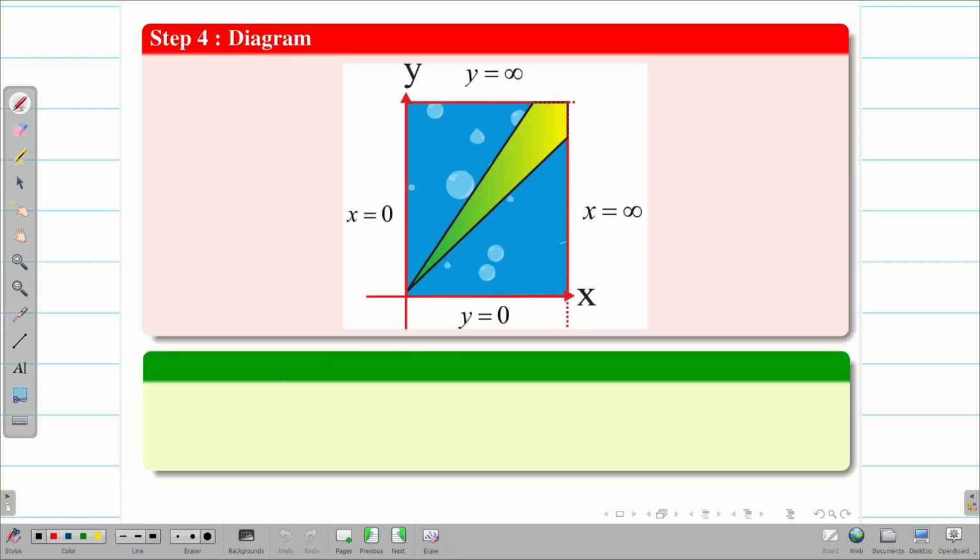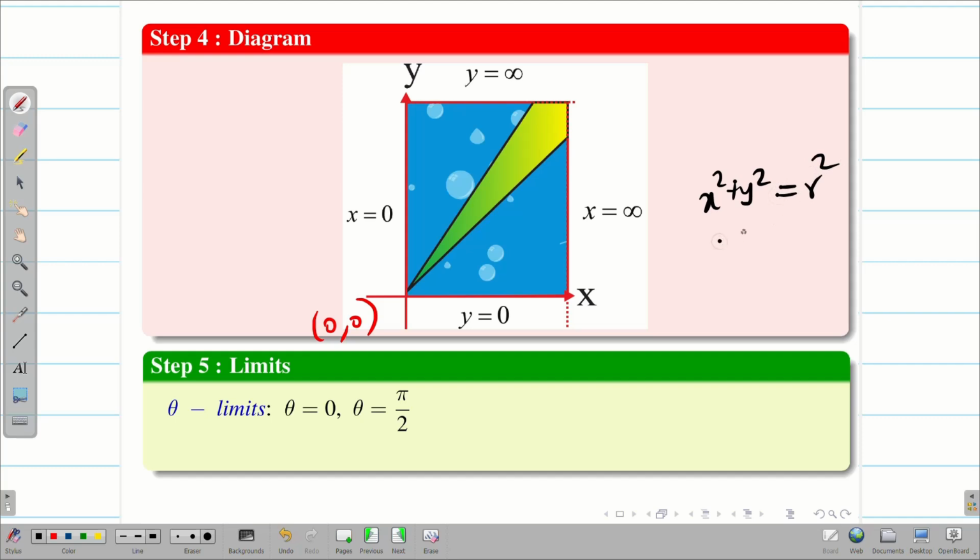Next, step 5, we have to write the limits, students. We know that the first quadrant is covered by the line y equal to 0 to x equal to 0. Therefore, my angle is going to be theta equal to 0 to theta equal to pi by 2, that is 90 degrees. Next, the r limit: the starting point is (0, 0). When you substitute in step 2, x square plus y square equal to r square, x is 0, y is 0, so r is also 0.